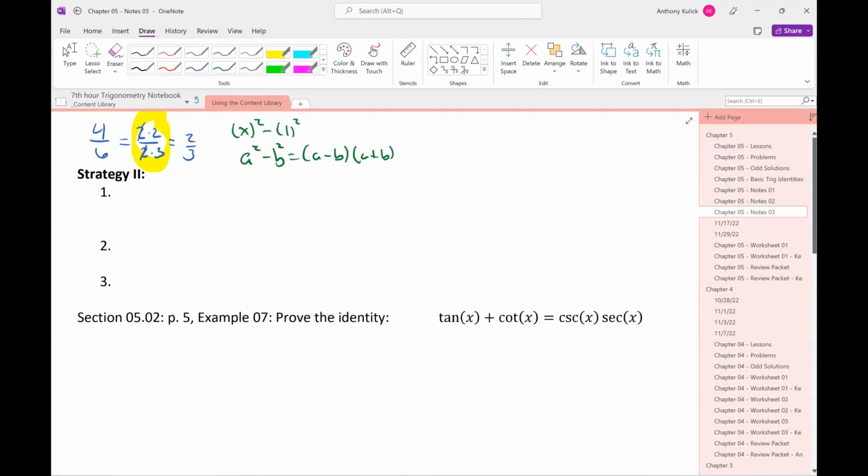So let's talk about some more strategies to kind of refine what we've been doing and do another example. And this one will involve some trigonometry also.